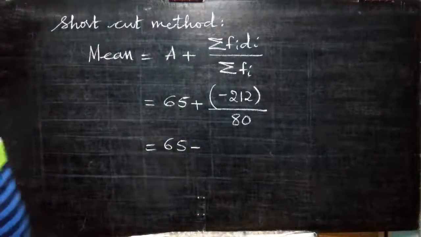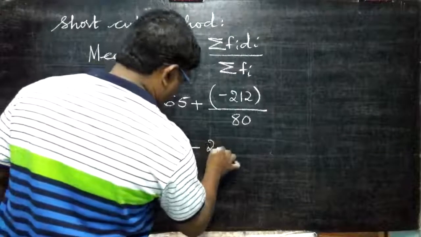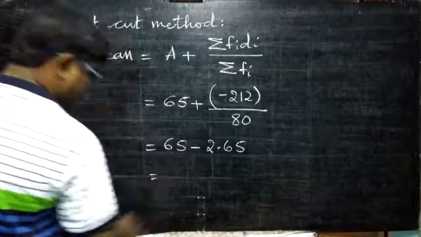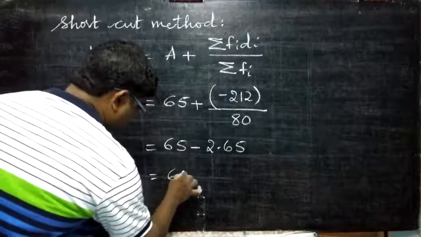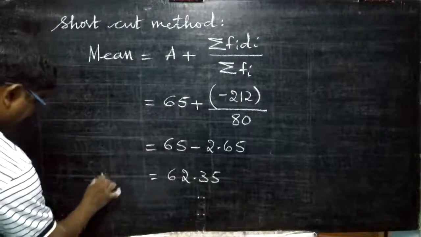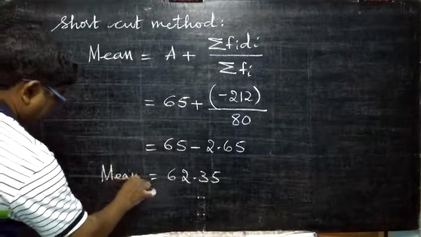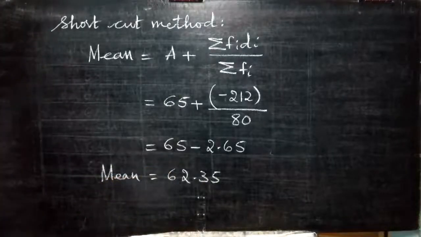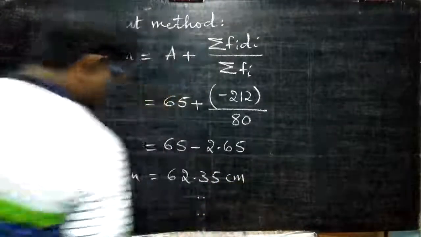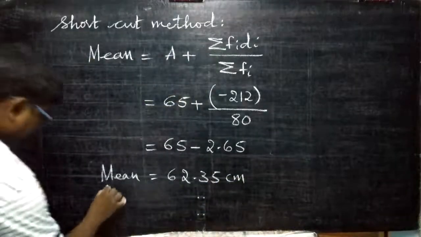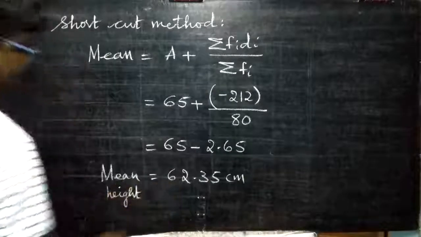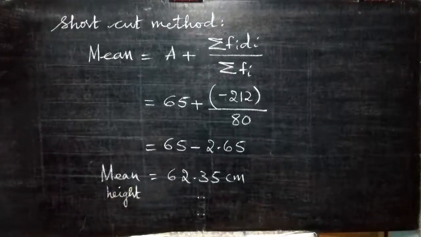Simplify. 65 plus into minus, minus. When you simplify, 2.65 will come. That is equal to, if you subtract, 62.35. This is the mean. This is the mean height. Mean height in centimeters. Mean height they told to find. Mean height is equal to 62.35 centimeters.